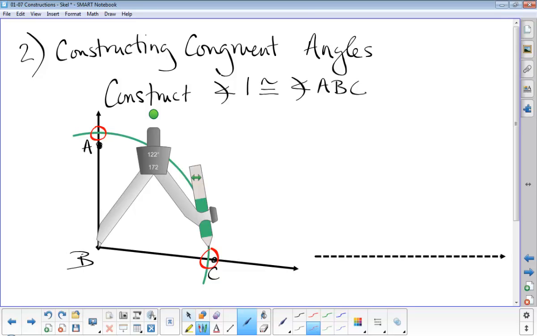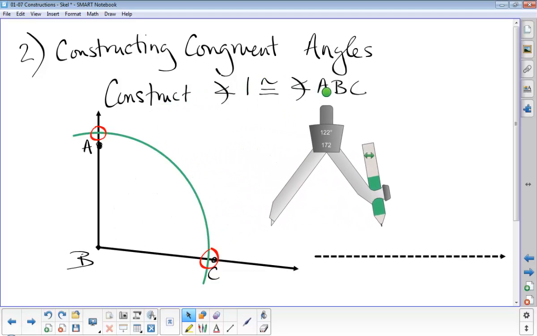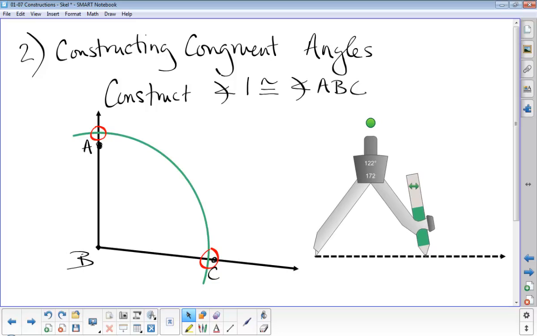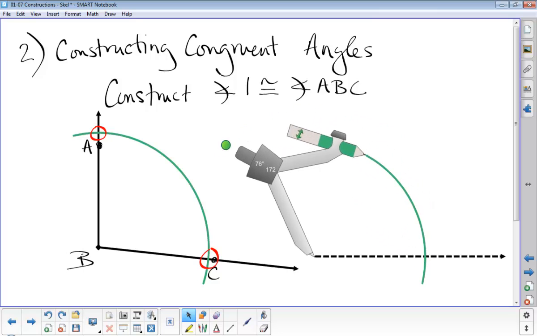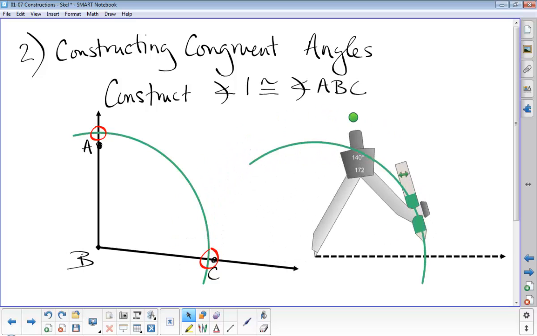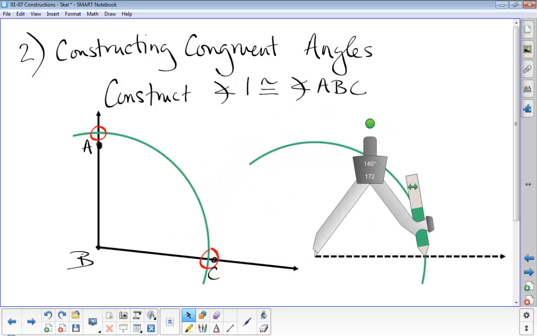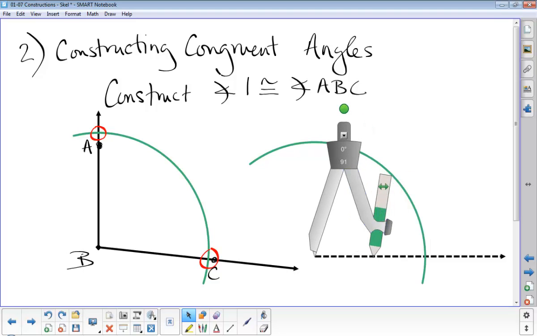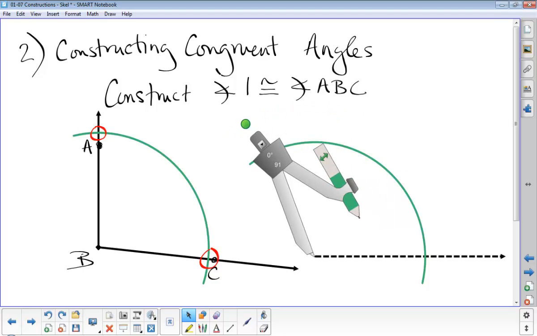We'll leave our compass locked in the same position it is when we strike our arc on our given angle, and we'll slide our compass over to our new ray that we've constructed. Placing the sharp point on the end point of the ray, we will then construct an arc, open it wide enough, or strike it far enough rather, to make sure that it's going to be ready for the openness of our original angle.